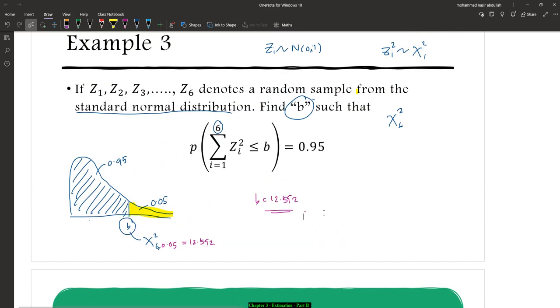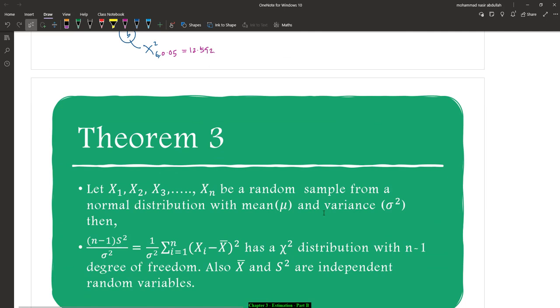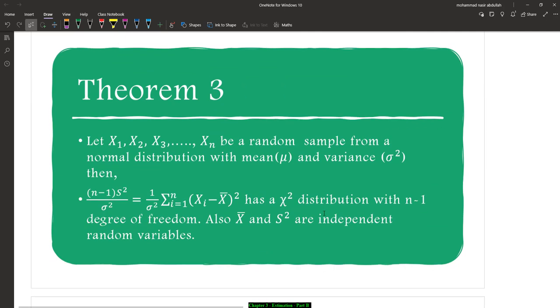If you're okay, then we move to theorem number 3. Theorem number 3 says that x1 until xn are a random sample from a normal distribution with mean equal to mu and variance equal to sigma squared. So xi has a normal distribution with mean mu and variance sigma squared. And it gives us a new formula here.